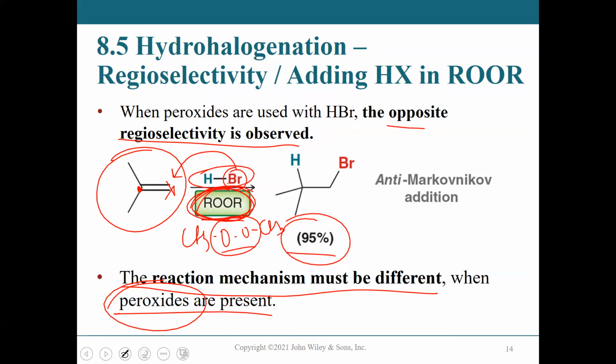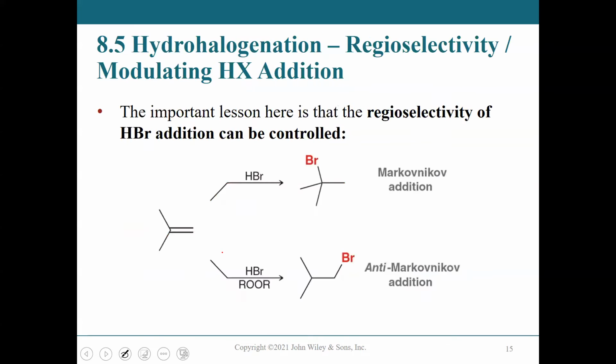That's the peroxide functionality, by the way: oxygen and oxygen. It's an oxidant. We will do that mechanism in chapter 10, but it goes through radicals, definitely. Do we need to know that mechanism? Not now, but we need to know that it goes through anti-Markovnikov.